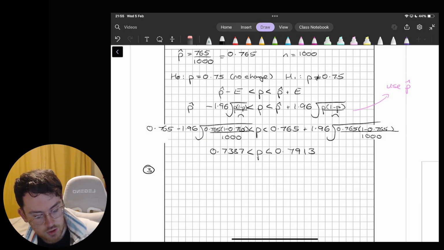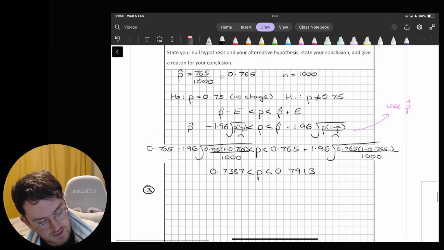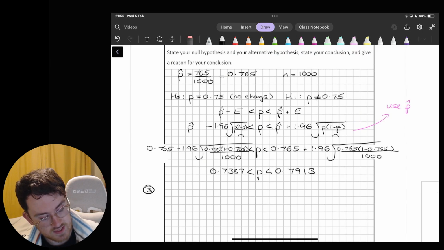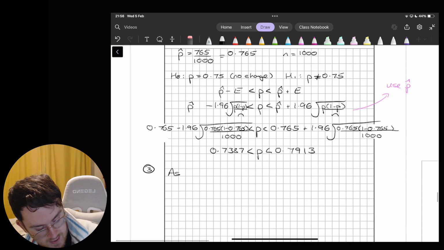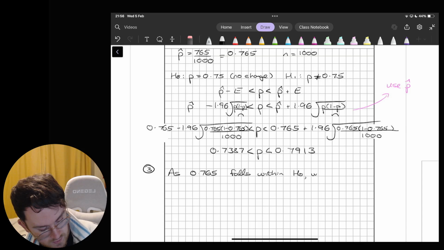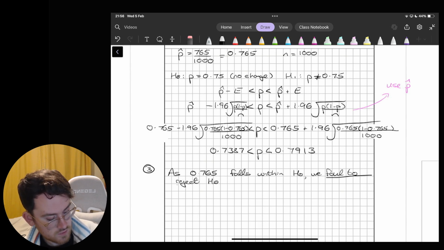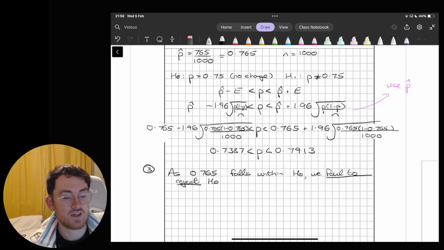Our third step was always our decision. So we look at the claim here, which is 0.75. As 0.75 falls within the confidence interval, we fail to reject the null hypothesis. So we fail to reject.